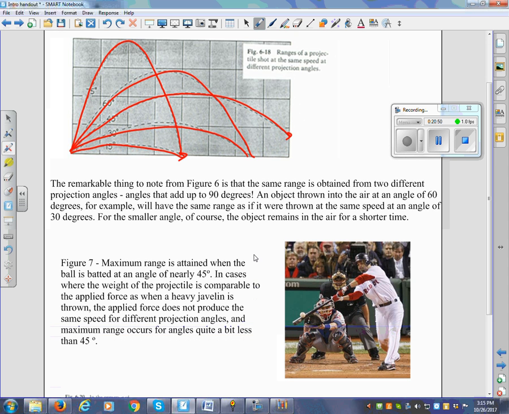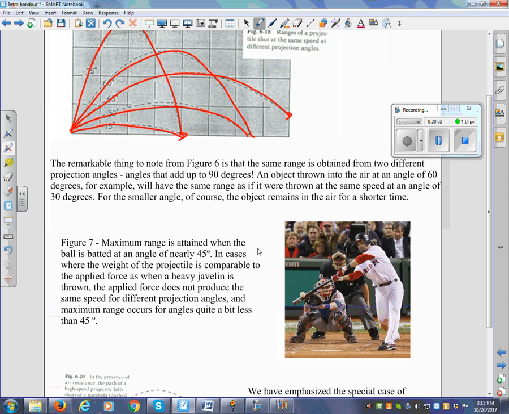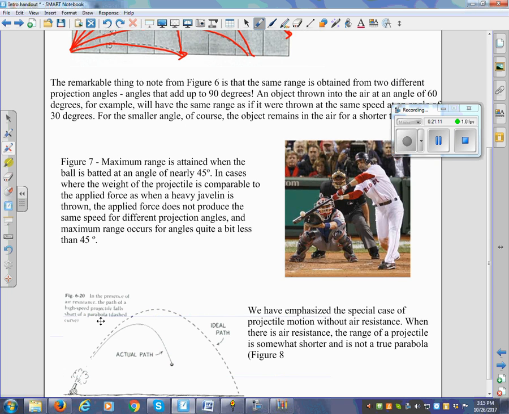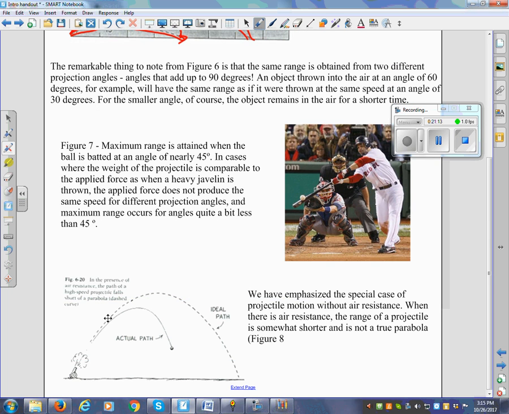Here it talks about maximum range is attained when the ball is batted at an angle of nearly 45 degrees. In cases where the weight of the projectile is comparable to the applied force, like when a heavy javelin is thrown, the applied force does not produce the same speed for different projection angles. So heavy things, you actually want less than 45. With resistance, this is the golf thing, right? It tends to follow that path.